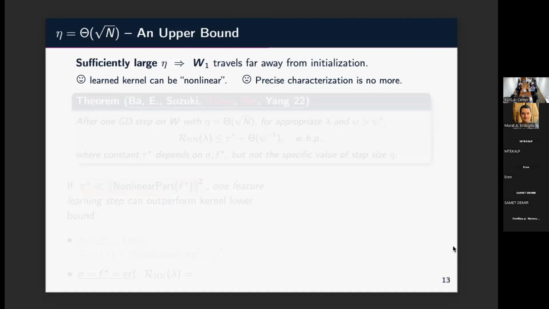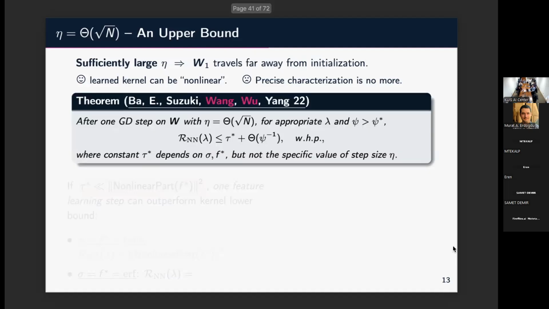But there are pros and cons. The pro is that the learned kernel will be nonlinear. That's a good thing. A con is that we will no longer be able to compute this risk precisely. So precise calculation is no more, but we will be able to go below the kernel lower bound. Here is the result for that. After one gradient descent iteration with a large learning rate, the risk is upper bounded by some parameter tau star plus something that goes to 0 with large psi.